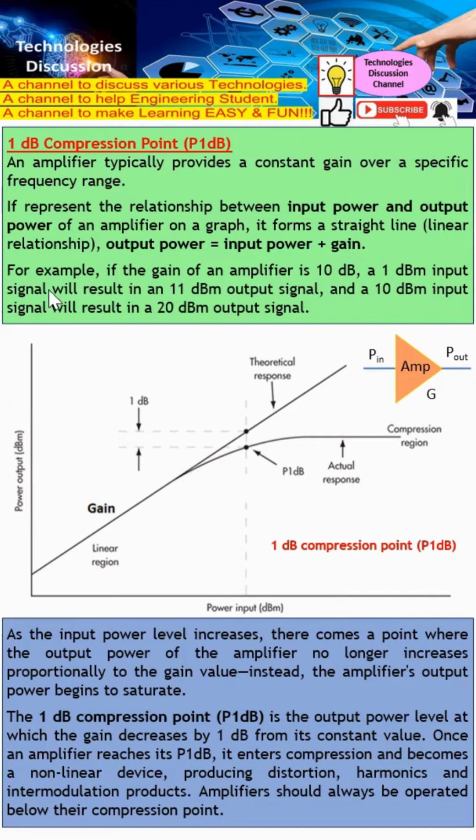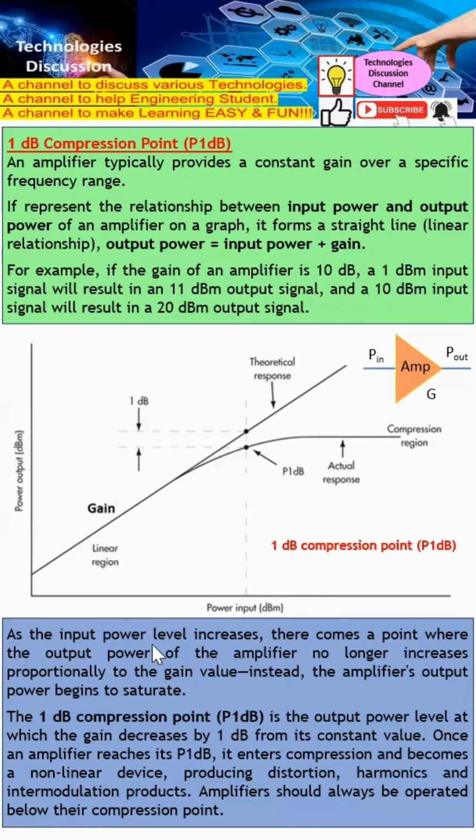Let me give you an example. If the gain of the amplifier is 10 dB, so this amplifier has a gain of 10 dB, and we have 1 dBm of input, the output will be 11 dBm, which is 10 dB plus 1 dBm, equal to 11 dBm. Another example, if we have an input of 10 dBm, the output of the amplifier will be 20 dBm. This is a very simple discussion of the relationship between input power and output power.